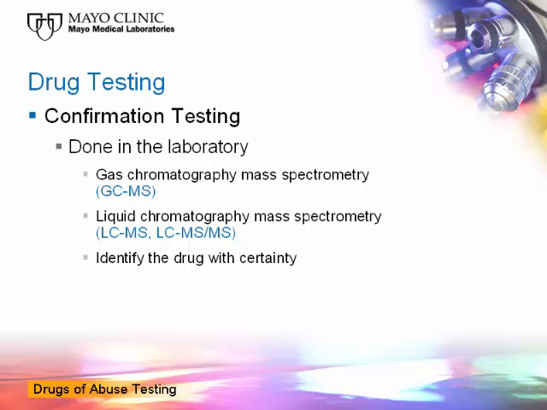It is almost always done in the laboratory. There aren't really any point-of-care devices that will satisfy the requirements. Typically, it's gas chromatography mass spectrometry, or liquid chromatography mass spectrometry, or tandem mass spectrometry. But the thing that's important to remember is it identifies the drug with certainty. If that type of testing reports amphetamine, for example, that drug has been identified.